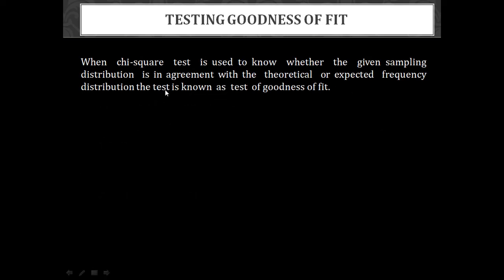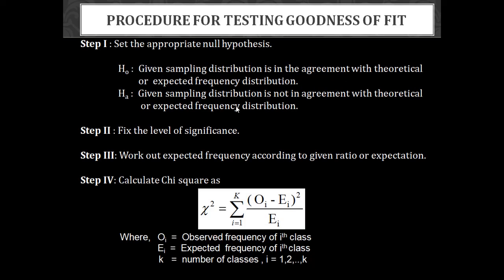So let us see the applications one by one. First one is testing goodness of fit. When the chi-square test is used to know whether a given sampling distribution is in agreement with the theoretical or expected frequency distribution, that particular test is known as goodness of fit. You have a given distribution and a theoretical distribution, and we have certain expectations whether it is in fitness with the given distribution or not.